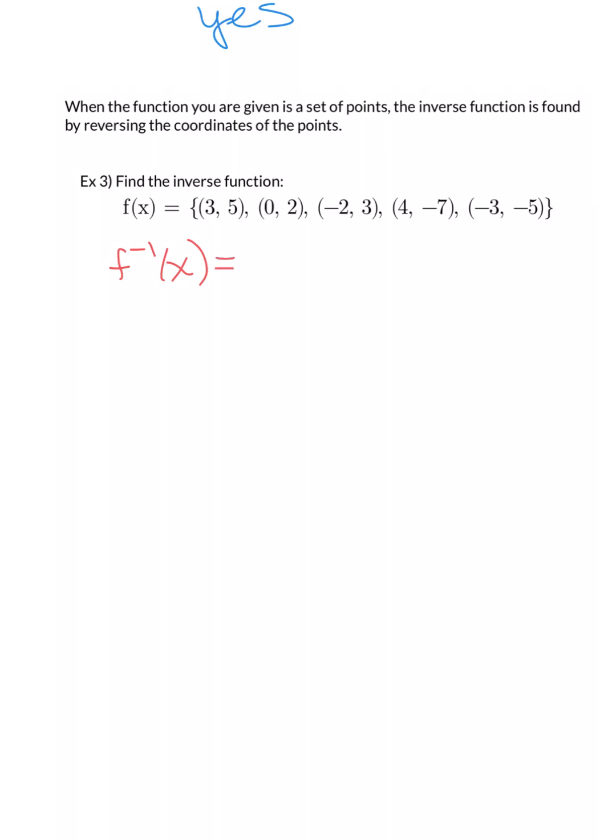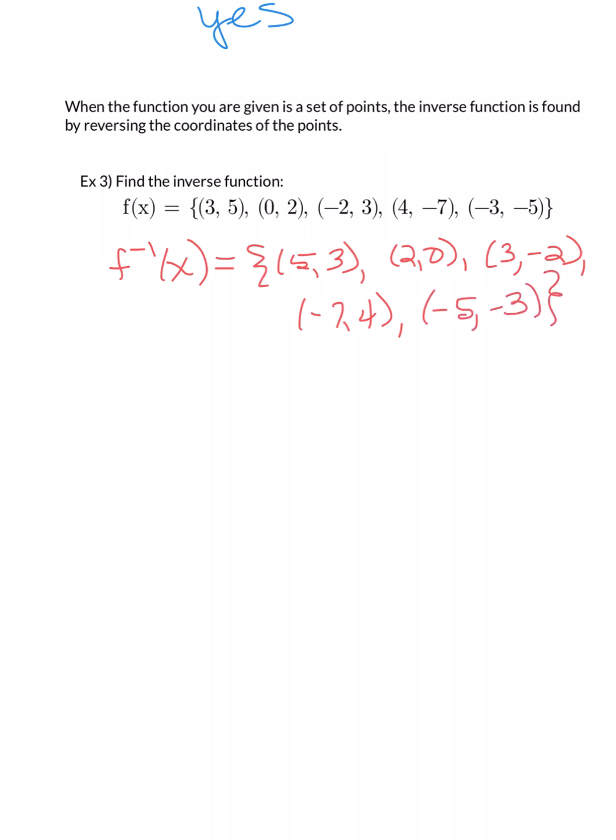Since this is a set of points, we just take those points and reverse their coordinates. So our first point becomes (5, 3). Our second point becomes (2, 0). Our third point becomes (3, -2). Fourth point is (-7, 4). And the last point is (-5, -3). And that is your inverse.